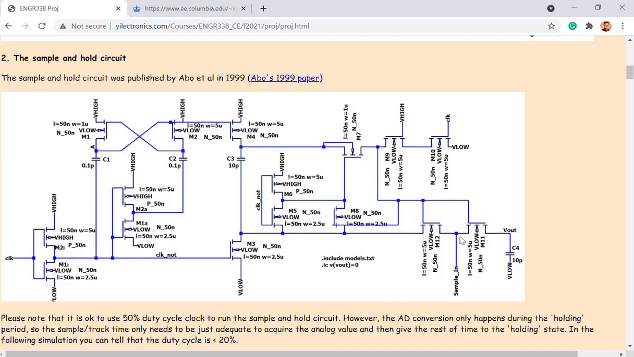However, you're thinking, if we have a pass gate, the signal should be able to pass the pass gate and reach VL. So I'm able to sample the input already. Why do we need everything else over here? A lot of other circuits.